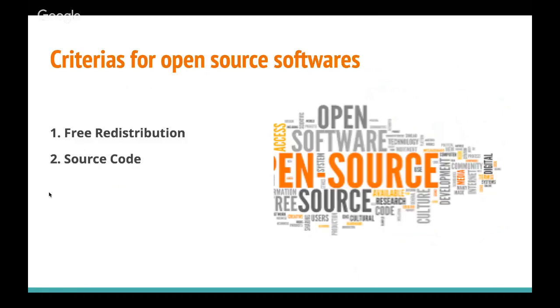The second one is source code. The program must include the source code and allow distribution in compiled form. If some kind of product is not distributed with source code, there must be a well-publicized way to get the source code for no more than a reasonable reproduction cost, or just by downloading from the internet without charge.